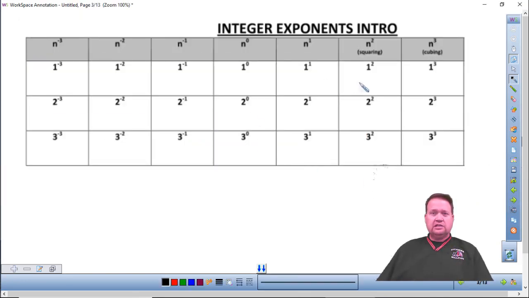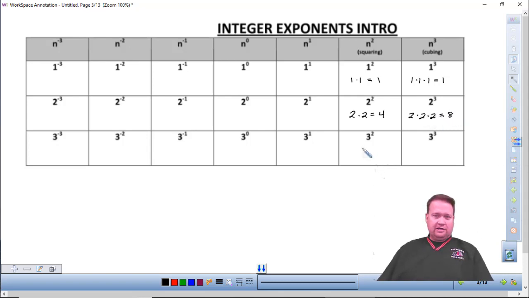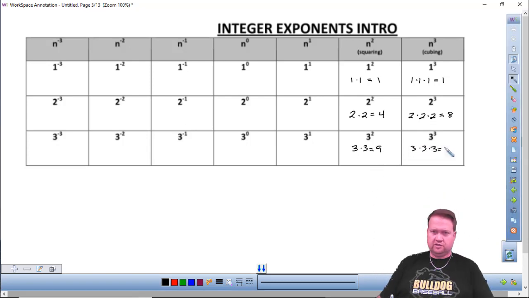You might have already seen some positive exponent rules before. For example, 1 squared, or 1 to the second power, just means 1 times 1, and that's just 1. And 1 to the third power is 1 times 1 times 1, and that's also 1. But if we jump down to a different number like 2, where the base is 2 and the exponent is 2, it means 2 multiplied by itself twice, and that's 4. This means we're going to have three 2's: 2 times 2 times 2, and that's 8. And we jump down to the 3. 3 squared is 9, and 3 to the third power is 3 times 3 times 3, which is 27.